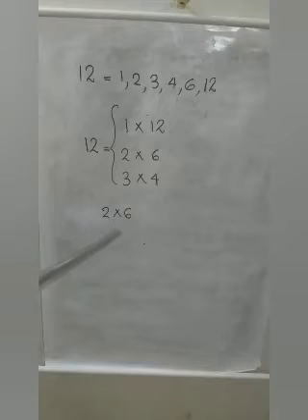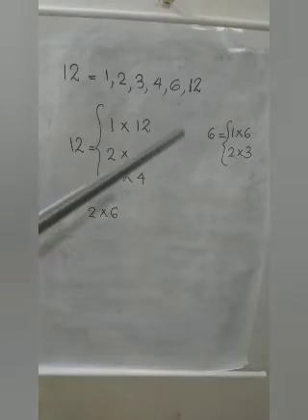Now how can we make this factorization into prime factorization? Here we consider each number in this factorization. 2 into 6. Here 2 is a prime number, you already know. But what about 6? Whether 6 is a prime number? No, it is a composite number. So we have to convert this 6 into prime numbers. That means we have to factorize 6 into its prime factors.